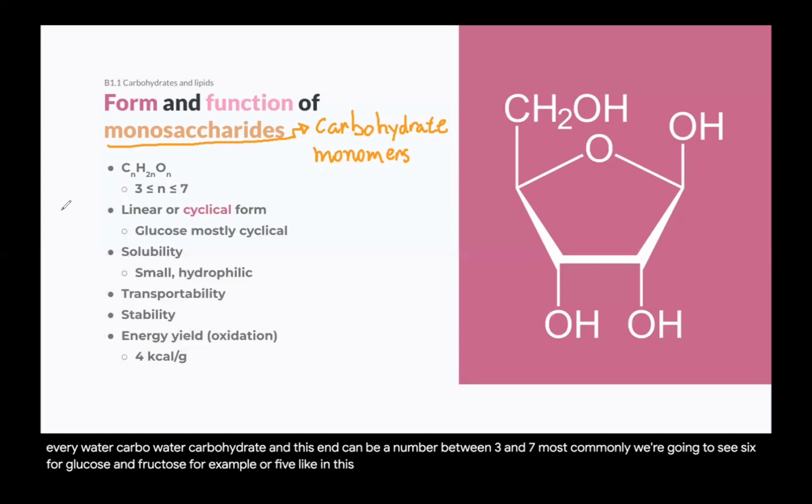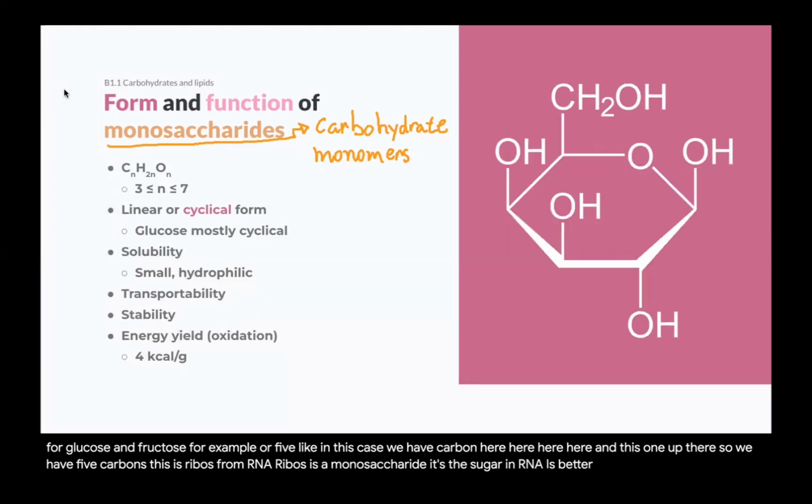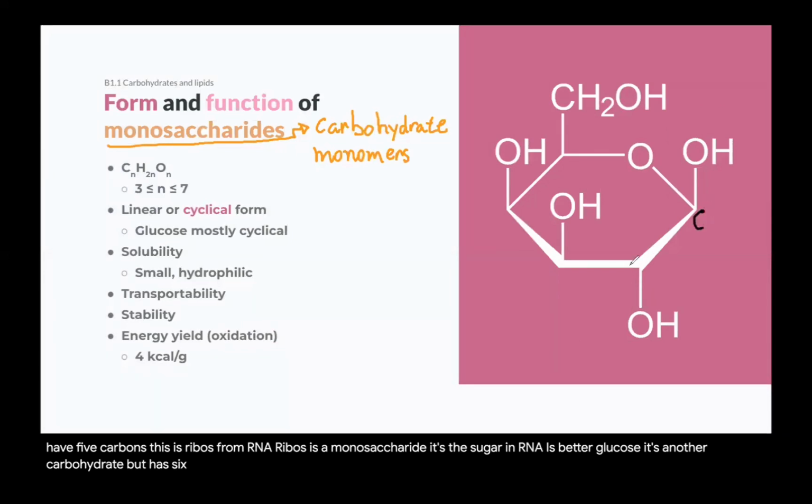Like in this case, we have a carbon here, and this one up there. So we have 5 carbons. This is ribose from RNA. Ribose is a monosaccharide. It's the sugar in RNA. This other one is beta-glucose. It's another carbohydrate, but it has 6 carbons. 1, 2, 3, 4, 5, 6.